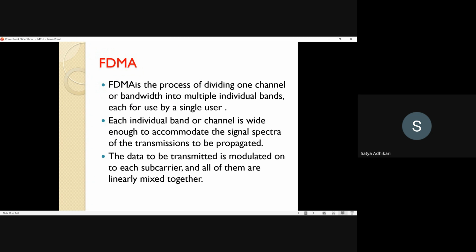Let us see how. FDMA is the process of dividing one channel or bandwidth into multiple individual bands, each used by a single user. So one channel or bandwidth is divided into multiple individual bands. Each individual band or channel is wide enough to accommodate the signal spectra of each transmission to be propagated. So each band is responsible for propagating a different type of transmission spectrum or different signals. The data to be transmitted is modulated onto each subscriber, and all of them are linearly mixed together.